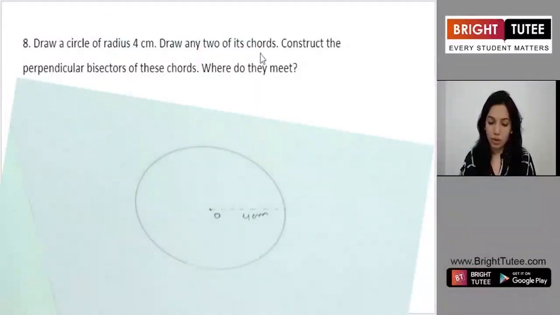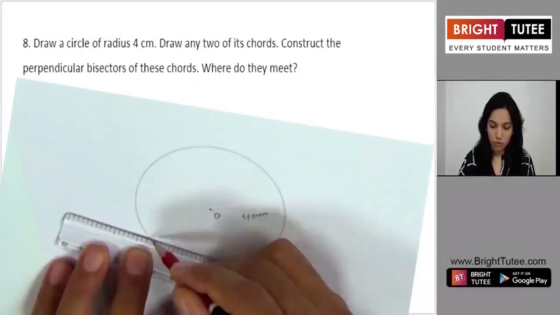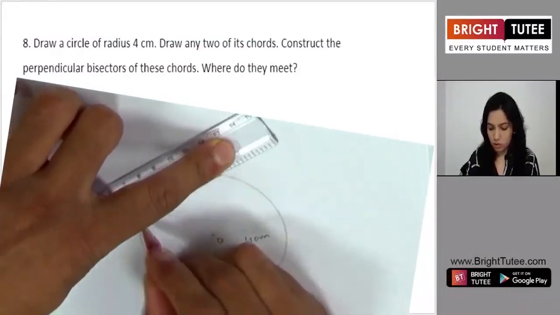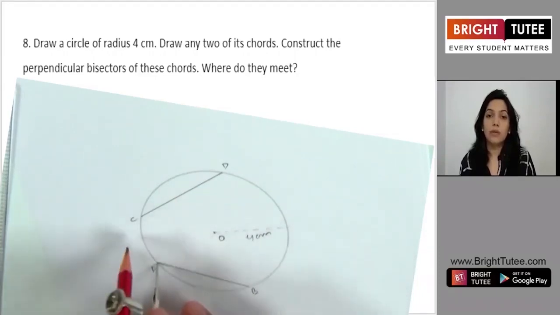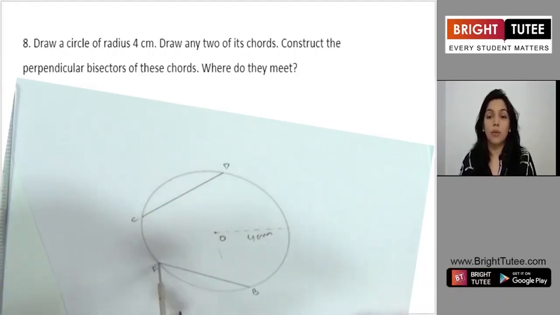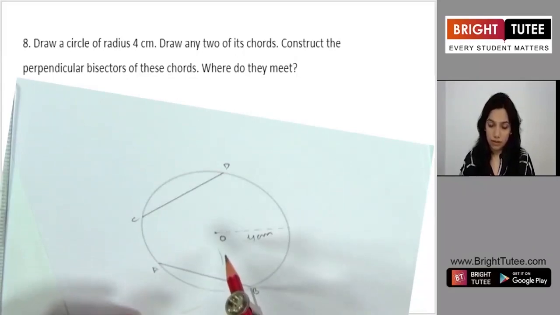Draw any two chords. Okay, so any two chords you need to draw. You can draw a chord over here. You can draw a chord over here, anywhere. Okay? Now construct perpendicular bisectors to these chords. Where do they meet? Right? So this is the question.